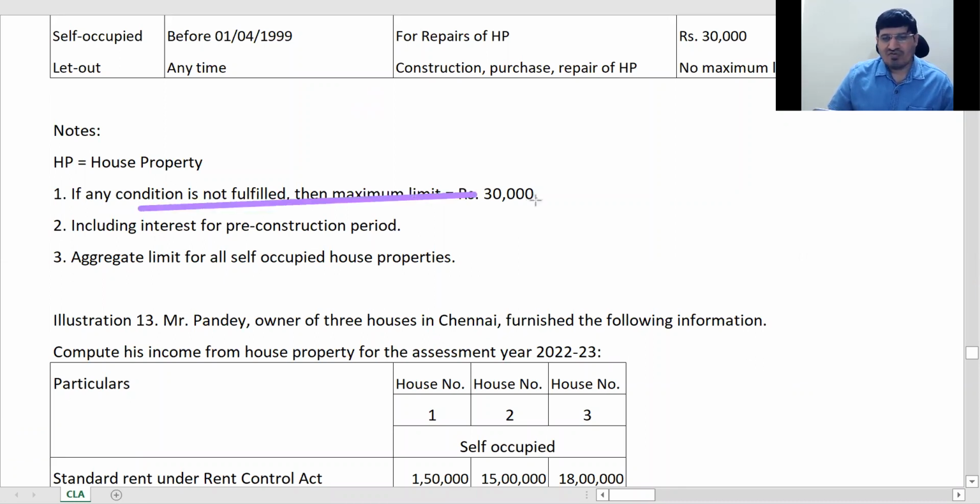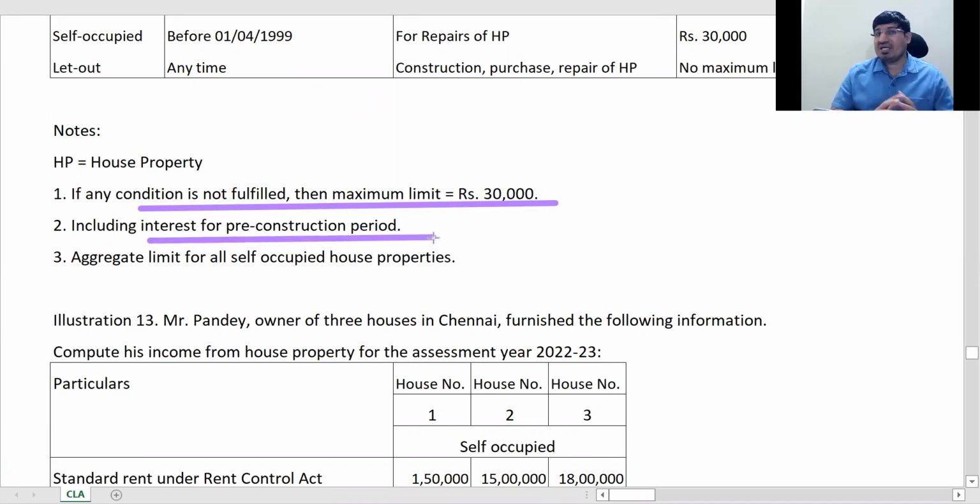If any condition is not fulfilled, 30,000, which I have already told you includes, and this 2 lakh is including interest of pre-construction, right? We saw last time pre-construction interest and the current year interest, both together will give you your interest liability, so both together will give you that 2 lakhs or 30,000. It's not that pre-construction is separate, no. And it's an aggregate limit for all self-occupied house properties. As I said, just remember, it is person centric, individual centric, not house centric. So this is all it is.